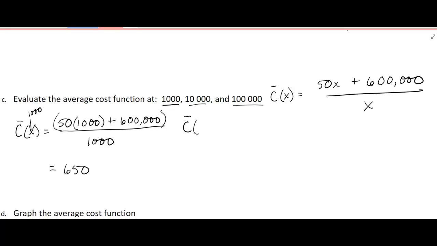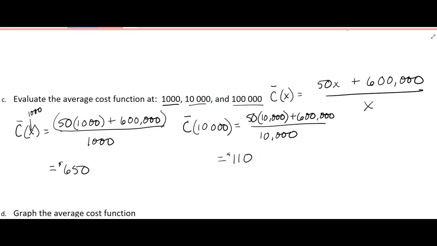The next one, we're doing 10,000. So you plug that in: 50 times 10,000 plus the 600,000, divided by 10,000. And you get 110. This is money, so these are dollar signs.